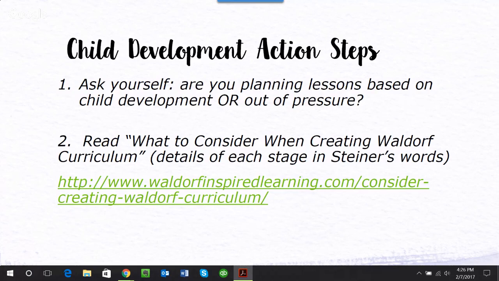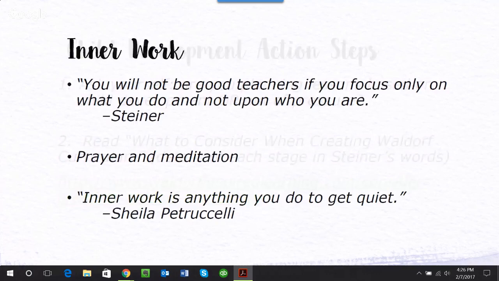So having an understanding of that is a crucial point. So that was the second of the 5 basic principles. The third is inner work. And a lot of people wonder what inner work is. So what Steiner said was, you will not be good teachers if you focus only on what you do and not upon who you are.